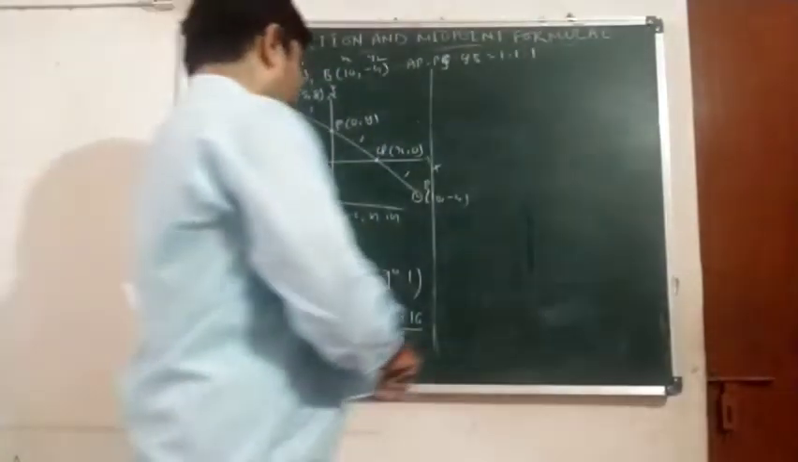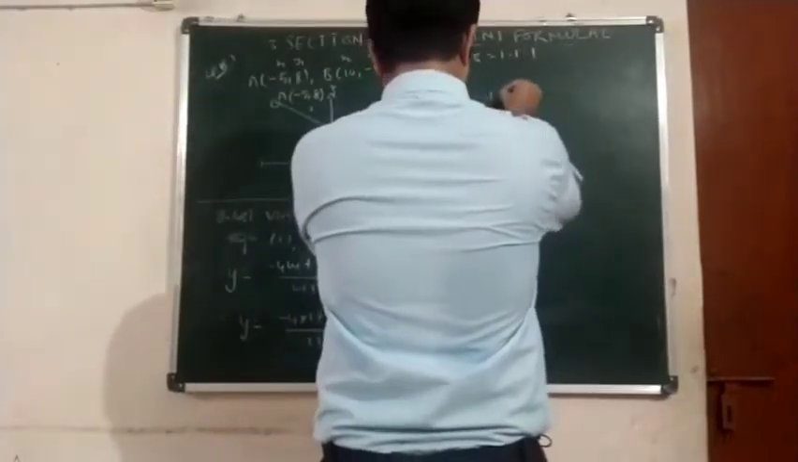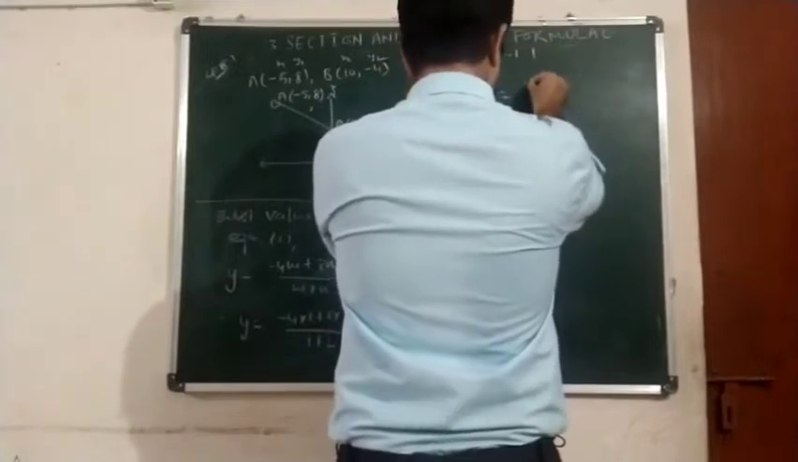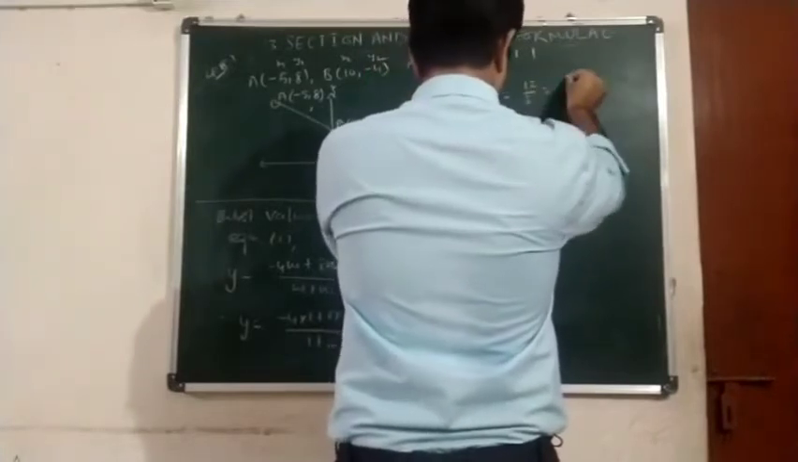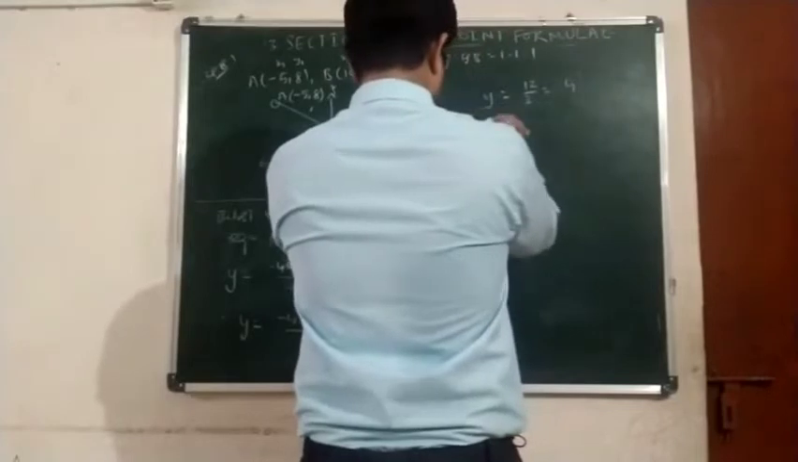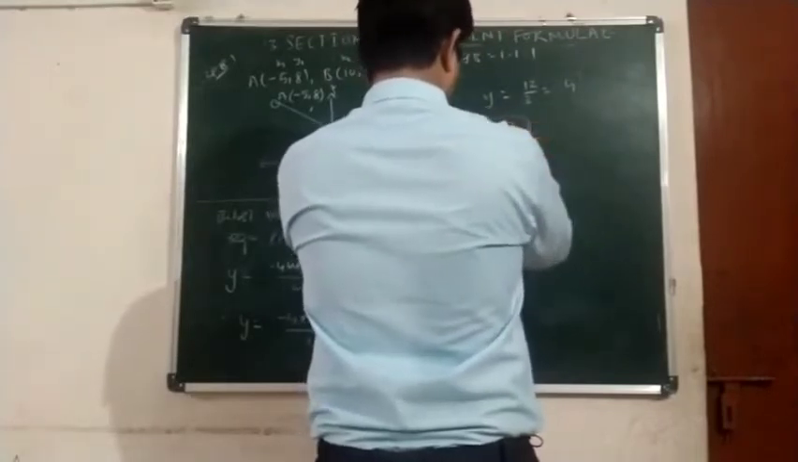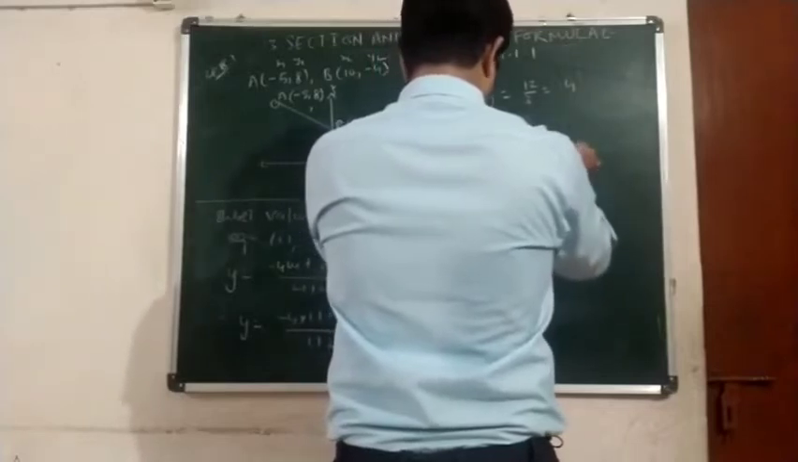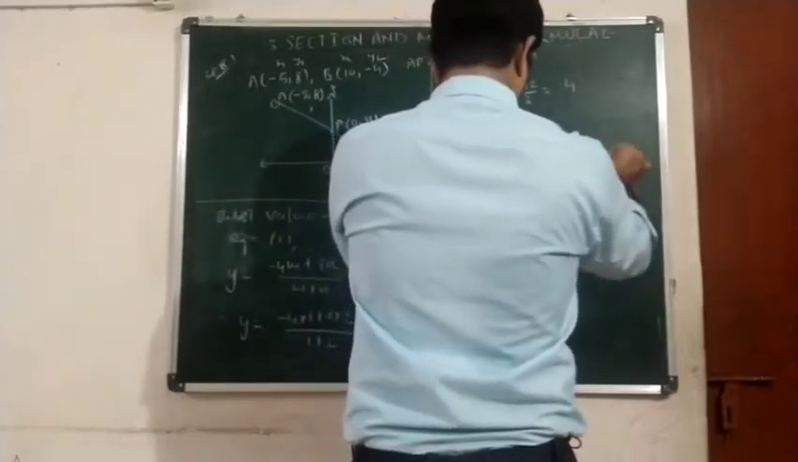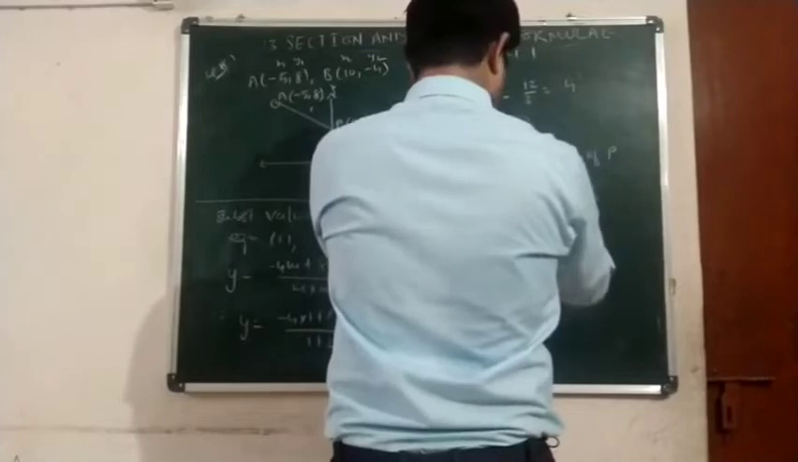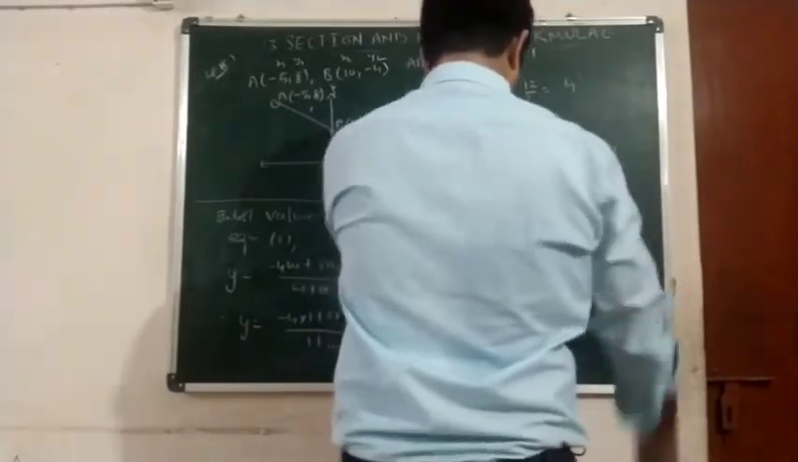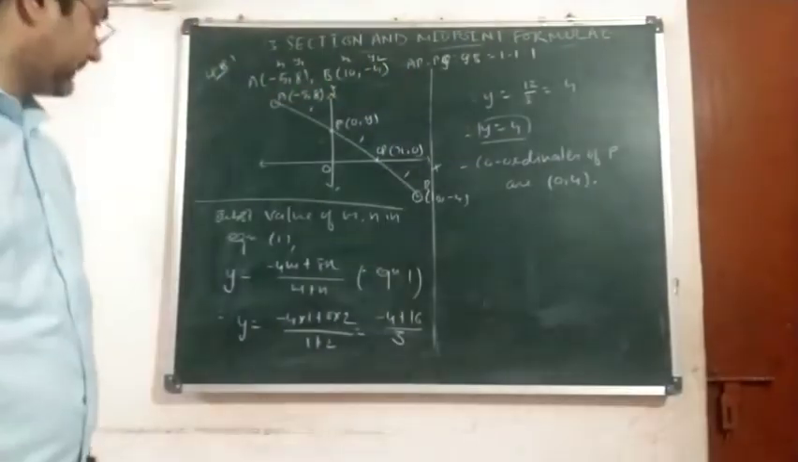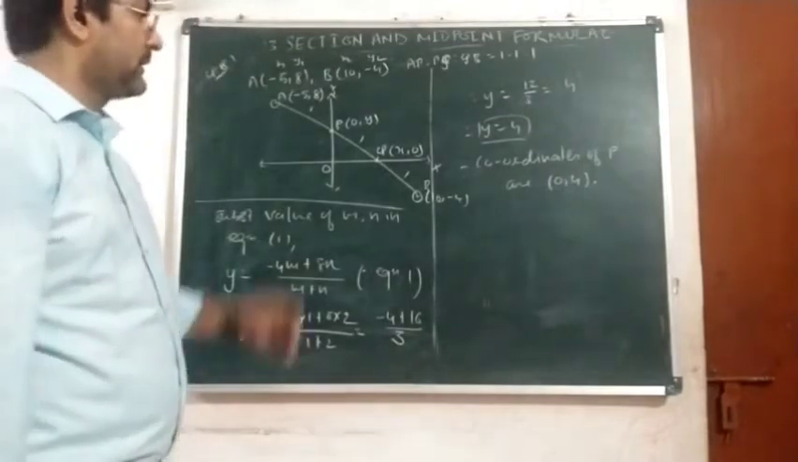Okay, and therefore y will be equal to 12 by 3, and therefore 4. So y is equal to 4, we got, and therefore the coordinates of point P are 0, 4. Clear? So we got the coordinates of point P.